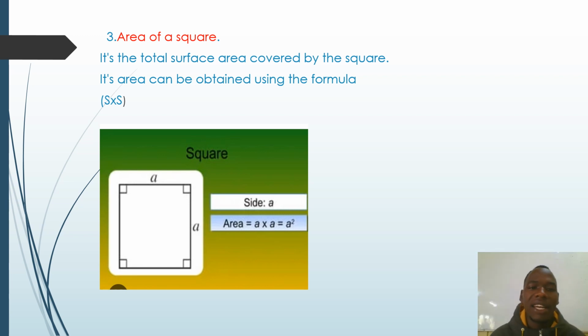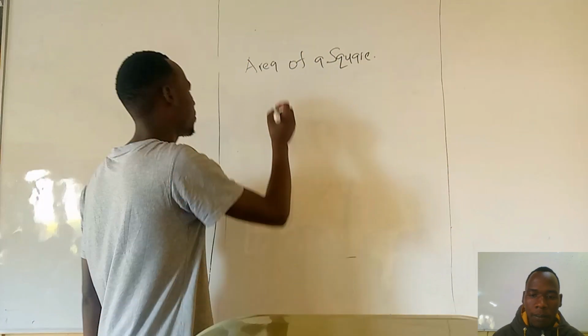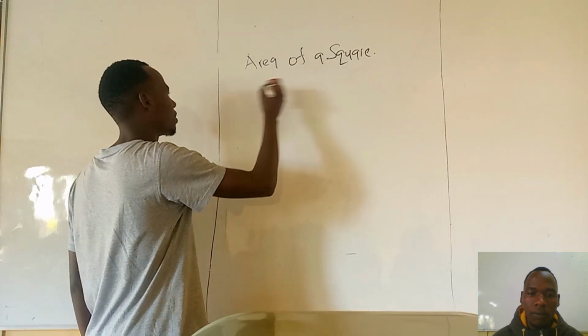So this is the area of a square. It's the total surface area covered by the square. Its area can be obtained by using the formula S times S. So given a square of side A, the area of the square is A times A, which is A squared.